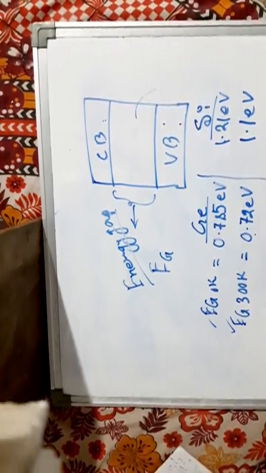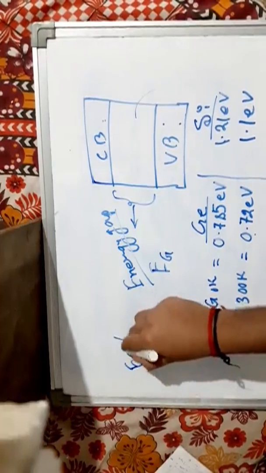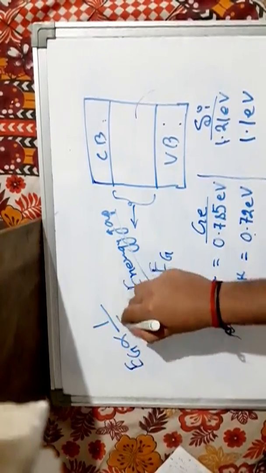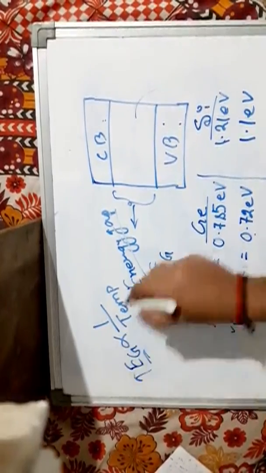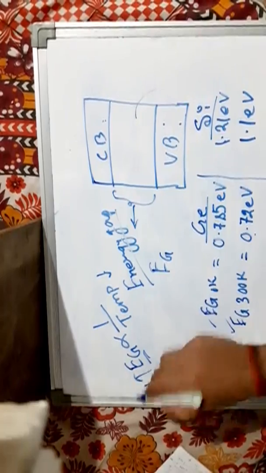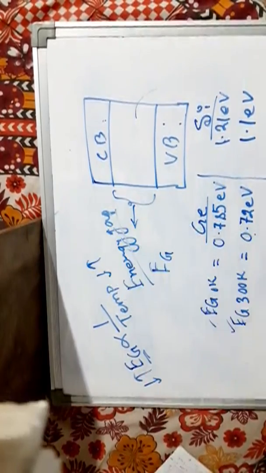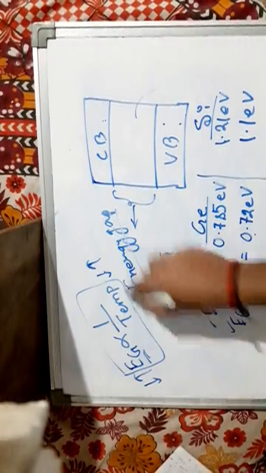Now the relation between energy gap and temperature is inversely proportional. When the energy gap is high, the temperature will decrease. When the energy gap decreases, the temperature will increase. So the relation is inversely proportional.